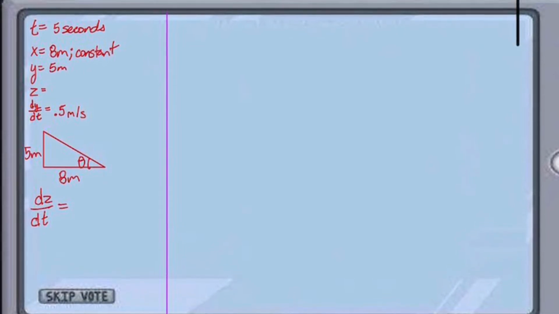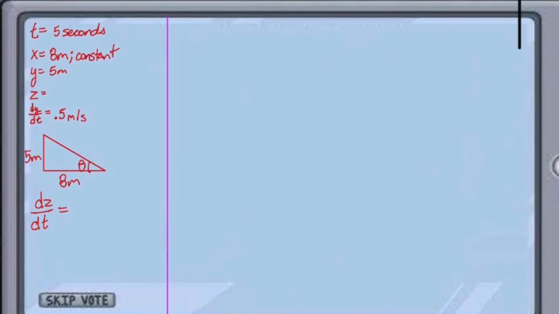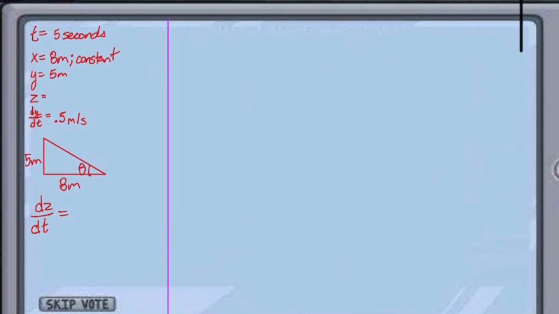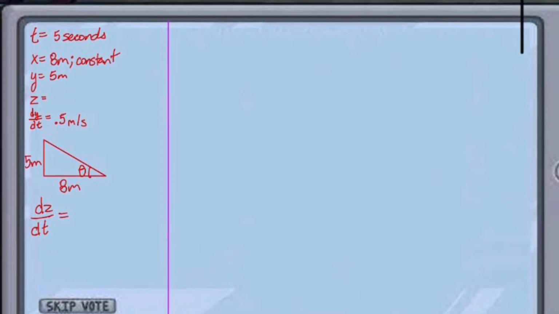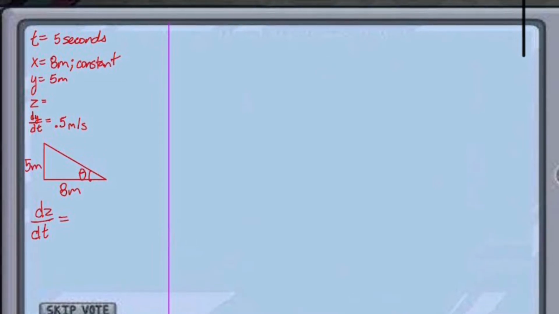dy over dt is equal to 0.5 meters per second, and that is the rate at which the height of the triangle is changing. The triangle is illustrated below, and we're finding dz over dt, which is the rate at which the length of the hypotenuse changes.